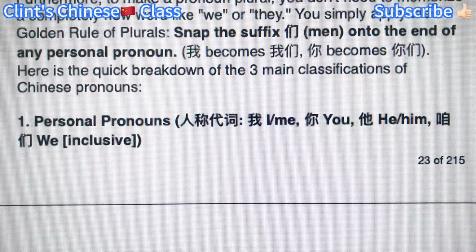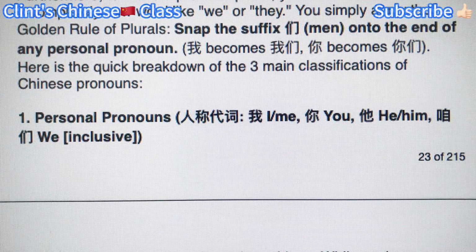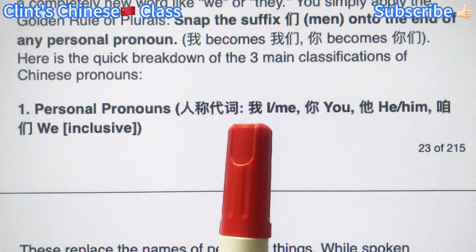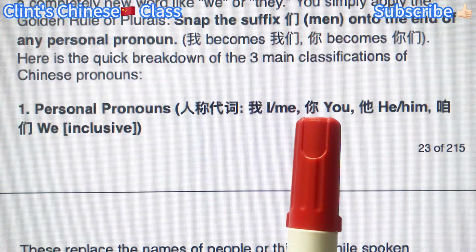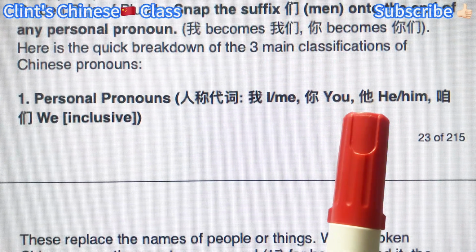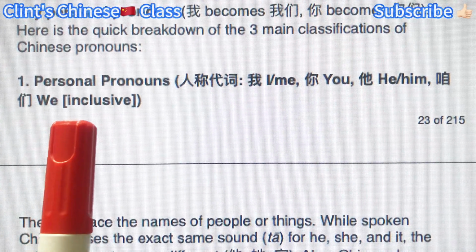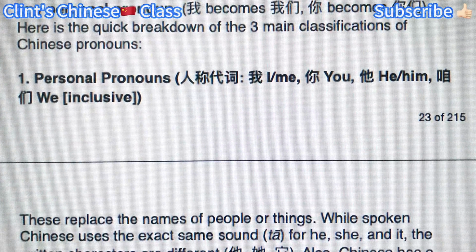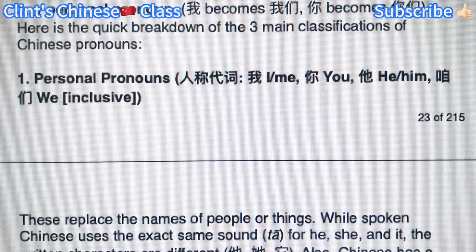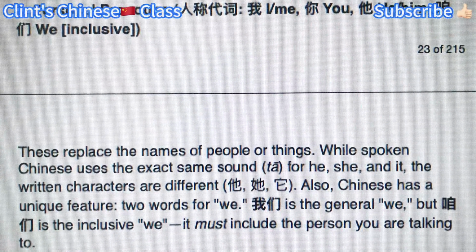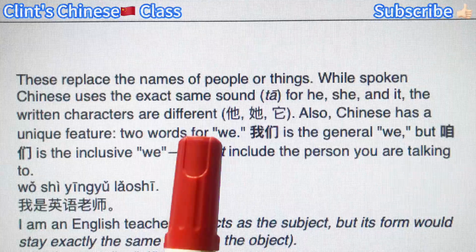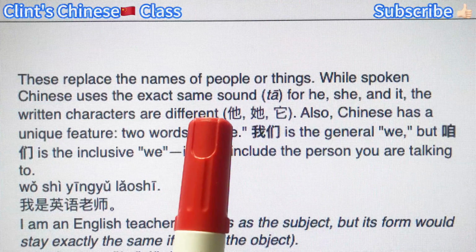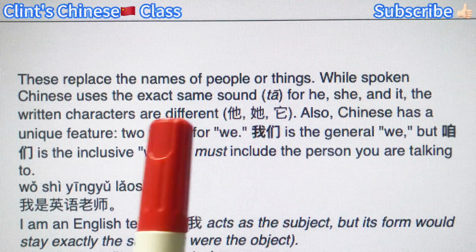Now, there are three major types of pronouns. First type is called personal pronouns, like 我, I, you, 你, he, 他. And for we, there's another expression called 咱们. This means including the person with you, who is listening to you. And remember, for he, she, it, we have the same pronunciation, which is 他, the same, but they are written differently.